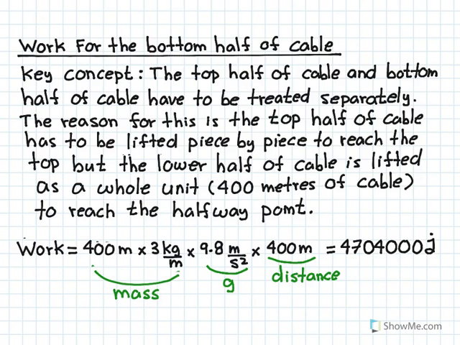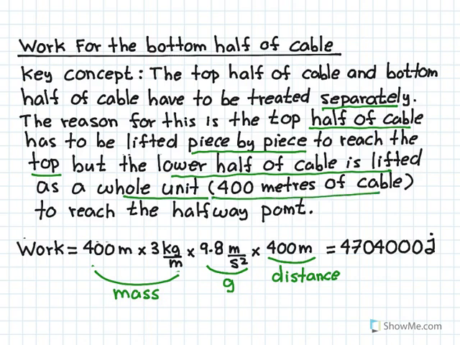Let's look at the work for the bottom half of the cable. The key concept is that the top half of the cable and the bottom half of the cable have to be treated separately. The reason for this is that the top half of the cable has to be lifted piece by piece to reach the top, but the lower half of the cable is lifted as a whole unit, 400 meters of cable, to reach the halfway point. So for the lower half, we don't really need an integral. Of course, we can use a definite integral if we want to, but we don't need it. That's the point. So if we apply a formula, work is force times distance.